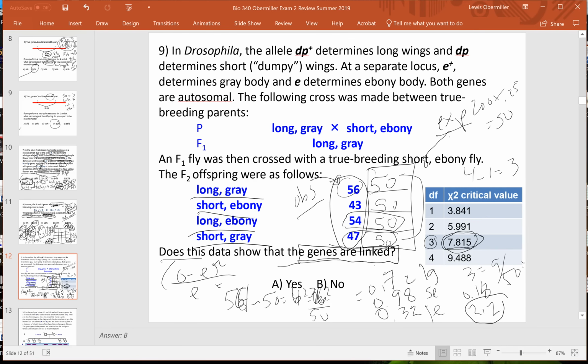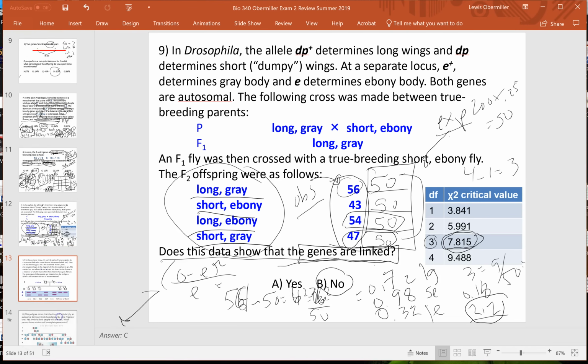So does the data show that genes are linked? The answer is no way. Those are not linked genes. Those are independently assorting genes. Or they're genes that are so far apart on the chromosome that they appear like they're not linked. That means they're 50 centimorgans or greater. All right, on to the next.